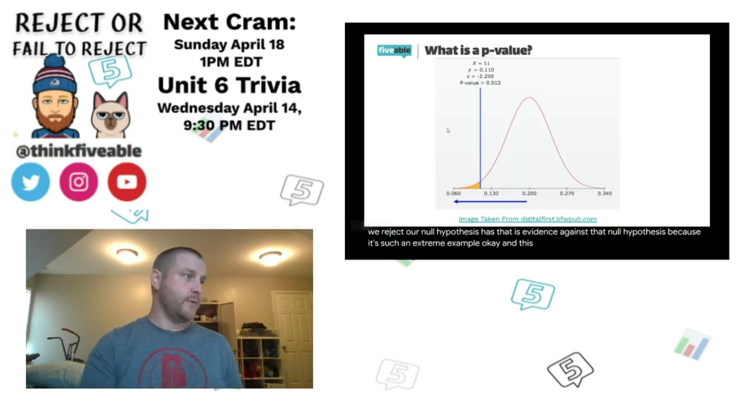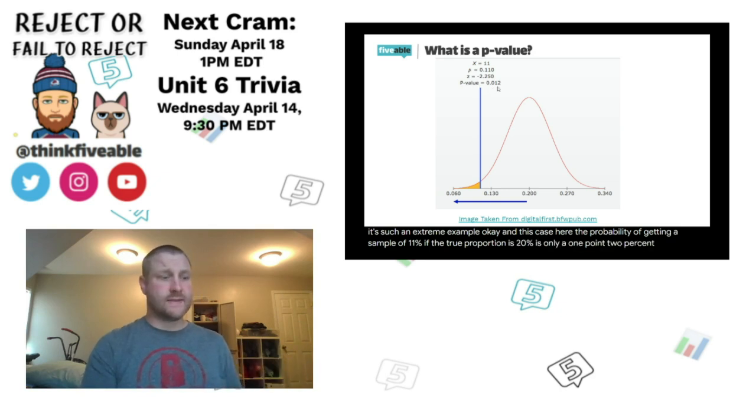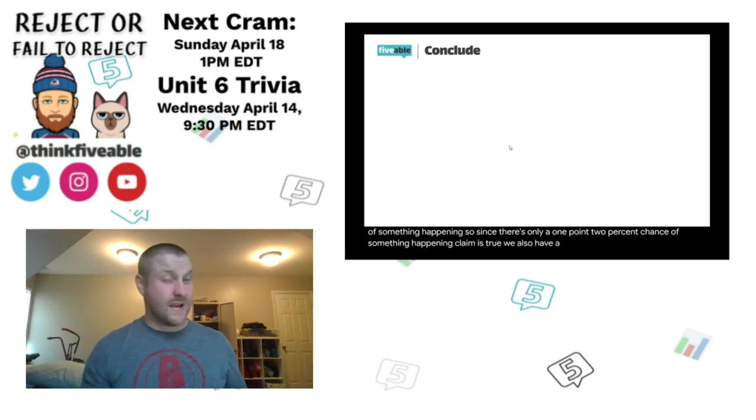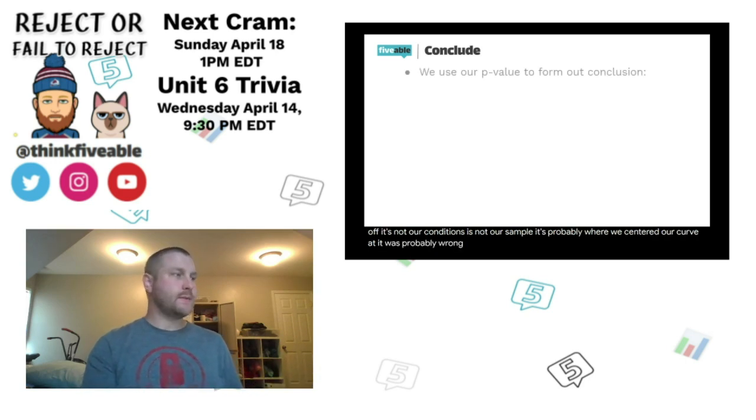Okay? In this case here, the probability of getting a sample of 11% if the true proportion is 20% is only a 1.2% chance. All right, well, probably not going to be true if there's only a 1.2% chance of something happening. So probably have reason to doubt that this article's claim is true. We also have a random sample, so we know our sample's not biased. It should fall in the middle of the curve if the curve is true. We have the 10% condition, so we know that standard deviation's accurate. So then something's off. It's not our conditions, it's not our sample. It's probably where we centered our curve at. It was probably wrong. So that's our conclusion.